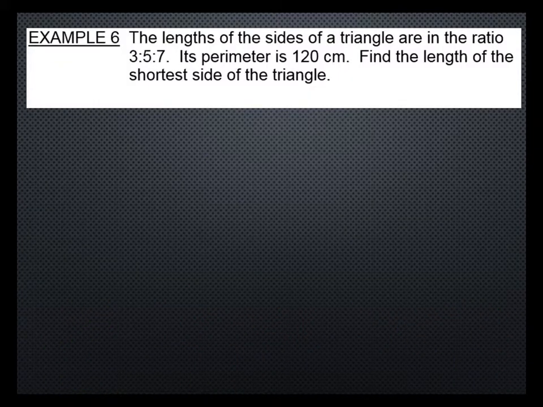Example 6. The lengths of the sides of a triangle are in the ratio of 3, 5, and 7. Its perimeter is 120 centimeters. Find the lengths of the shortest side of the triangle. Here you have your proportion, and we know what our side lengths are, but they're unknown. So what we can do is say 3x plus 5x plus 7x equals 120, because we add all the sides up to get a perimeter.